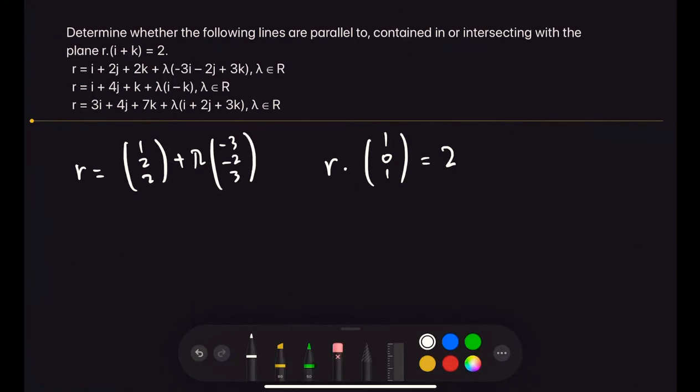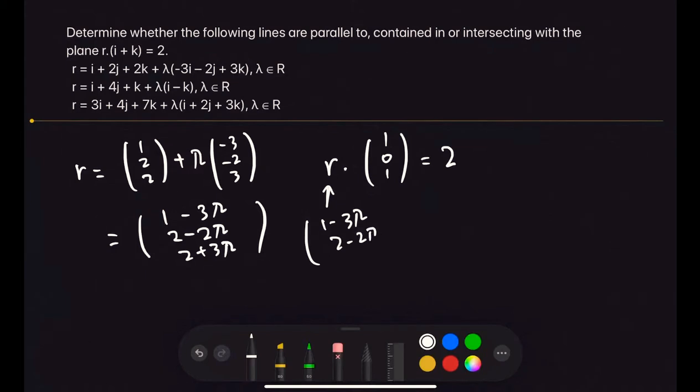Okay, so we're going to make r, combine this, and then substitute inside here. So we're going to combine this first. So we're going to have 1 minus 3 lambda, and we have this, and the last one you have this. Okay, so we're going to substitute inside here. So we will have this.